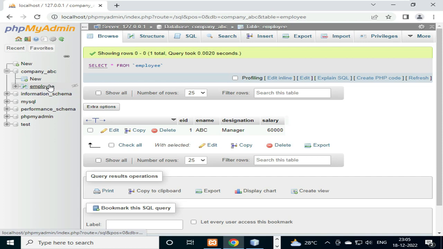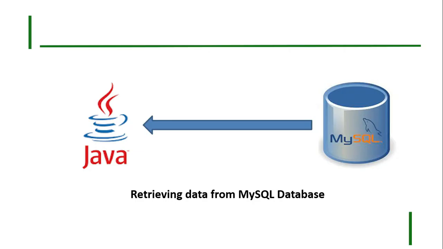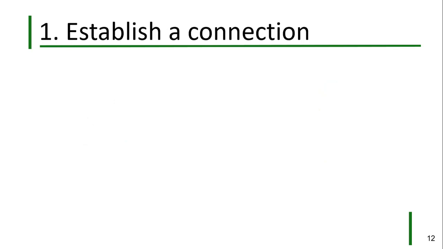Okay, so now we will move to the next part of our video where we will be retrieving the data. In this part of our video, whatever data has been stored in the MySQL database table, we will be retrieving and displaying in a Java application. So what will be the steps involved in getting connected with the database and retrieving the data from that database table?